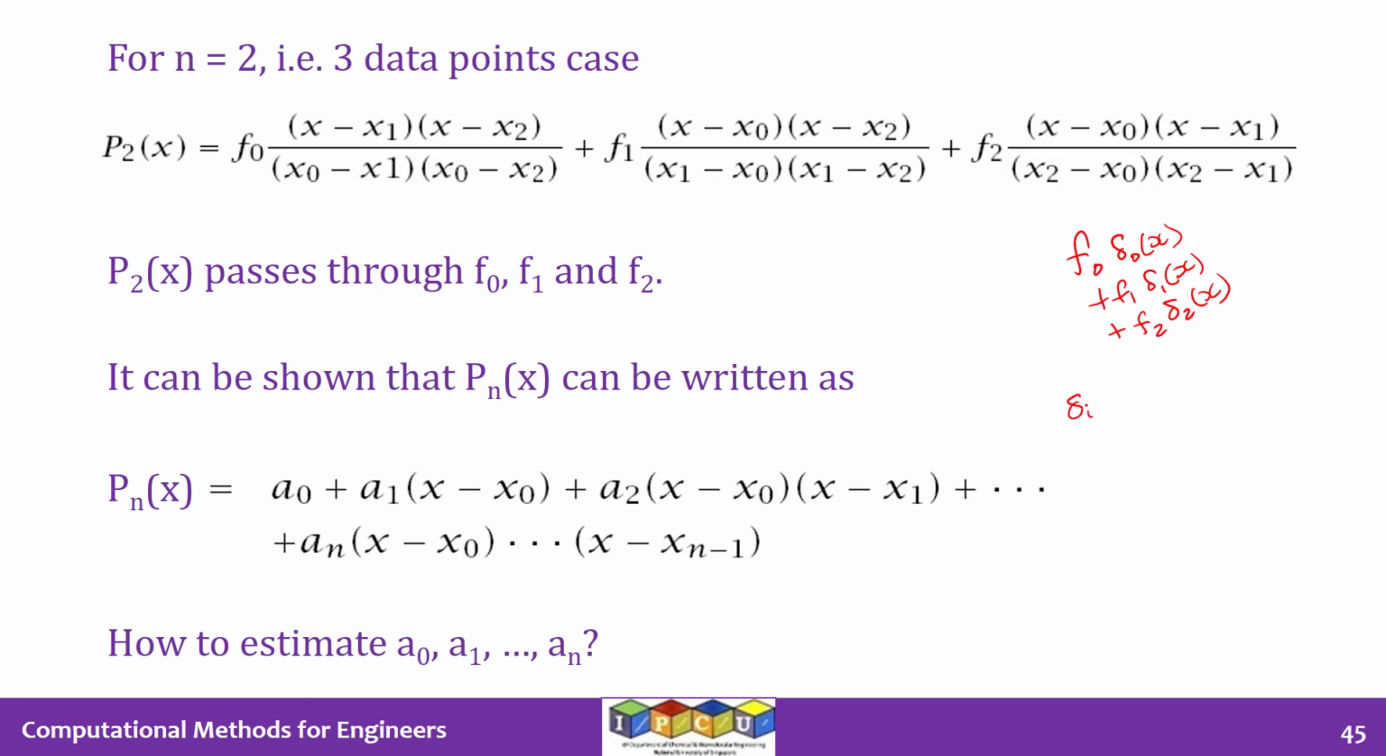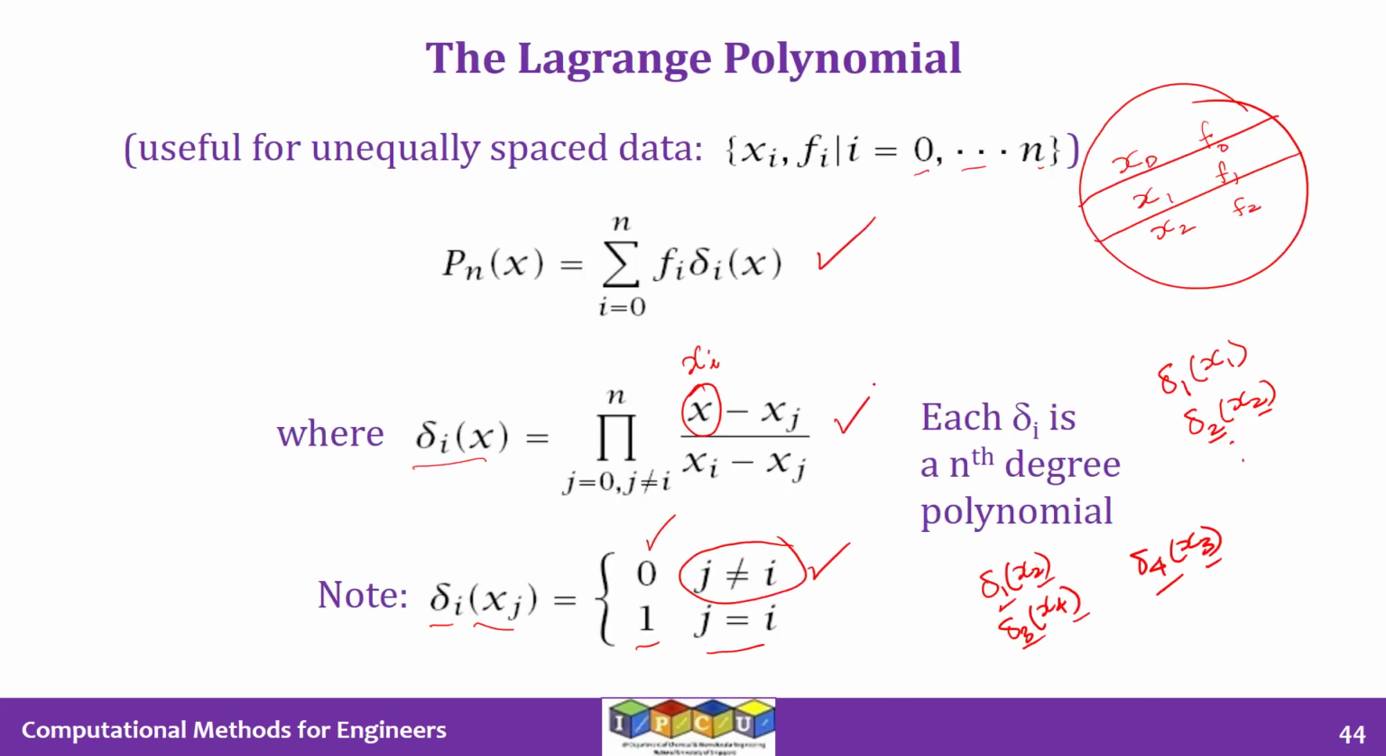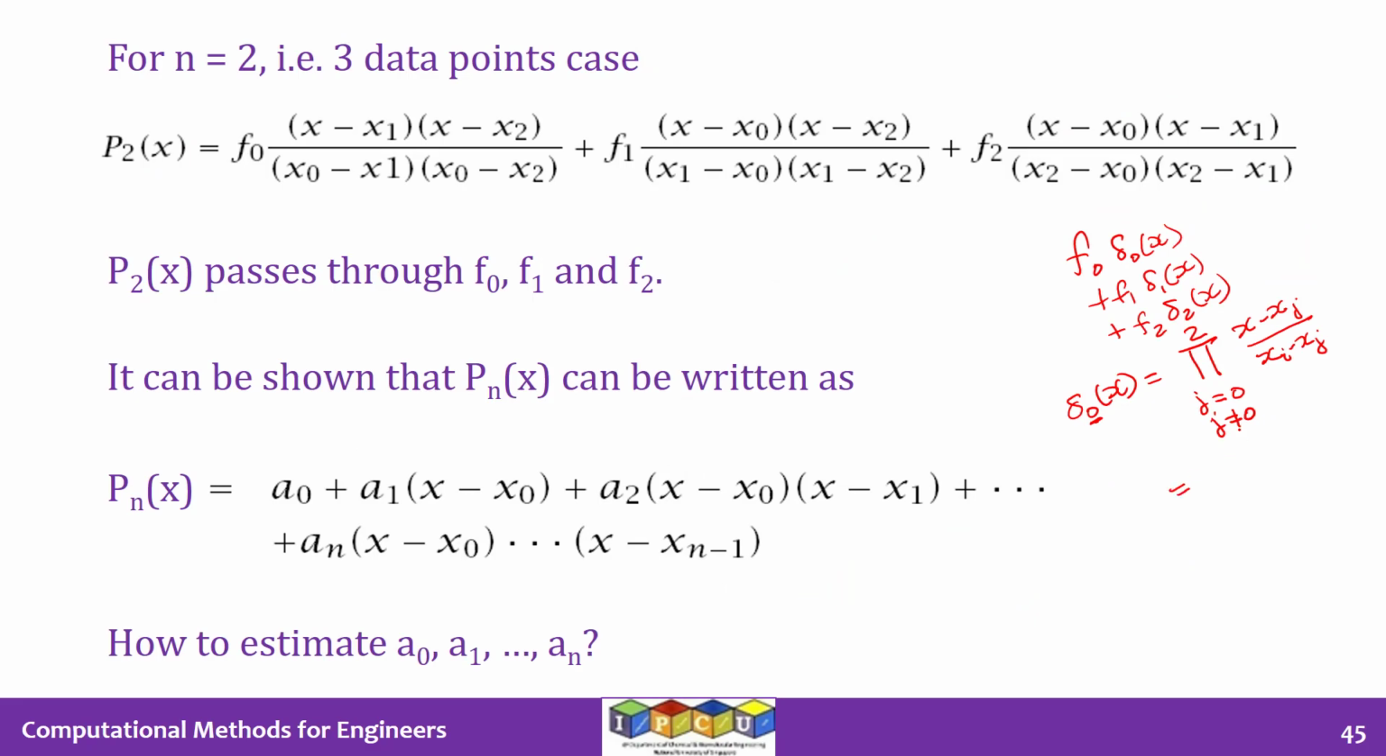What is delta 0 of x? Delta 0 of x is going to be the product for j is equal to 0 to n. So j is equal to 0 to 2, n is 2, and j should not equal i, and i is 0 in this case. So j should not be equal to 0. And this is going to be x minus xj divided by xi minus xj. That comes from this definition. So when you evaluate this, you should start from j is equal to 1. Though the product goes from 0 to 2 for j, j should not be equal to 0. Therefore, you start from j is equal to 1.